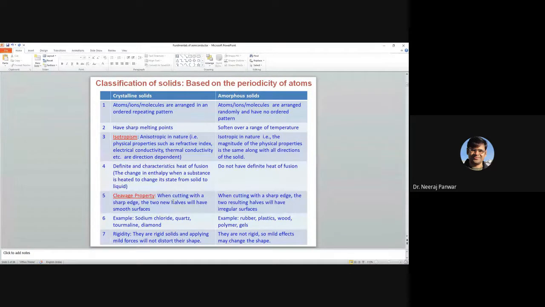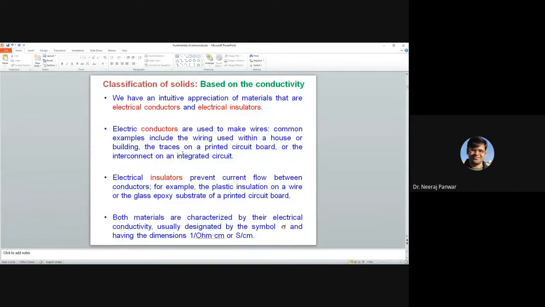There are so many examples of single crystal like silicon, germanium, sodium chloride, diamond, quartz, gallium arsenide, tourmaline, and so on. All these polymers, for example, are classified as amorphous solids. Rubber, plastic, all these are polymers. So these are few properties by which we can distinguish between crystalline solids and amorphous solids. So that is one criterion based on which we can differentiate among different type of solids.